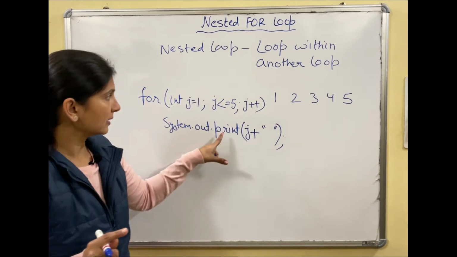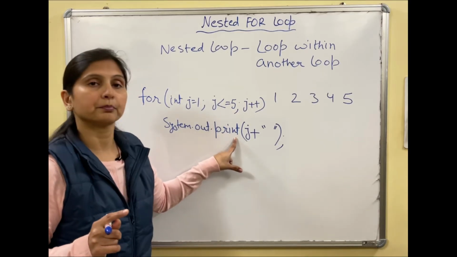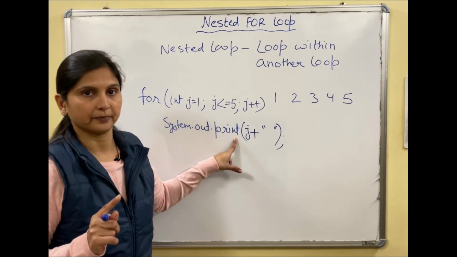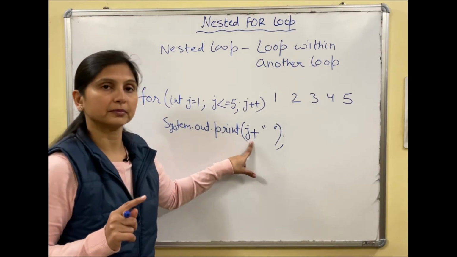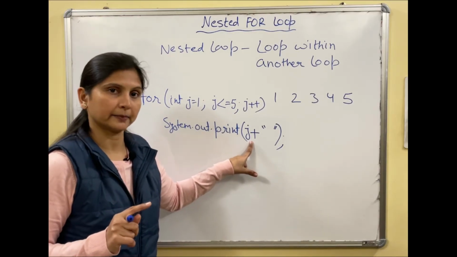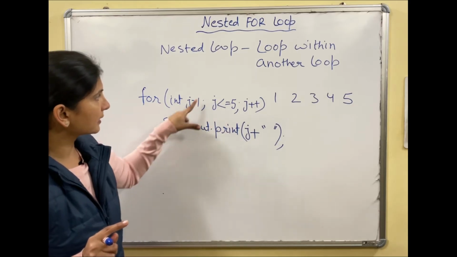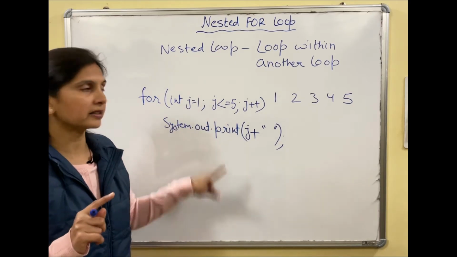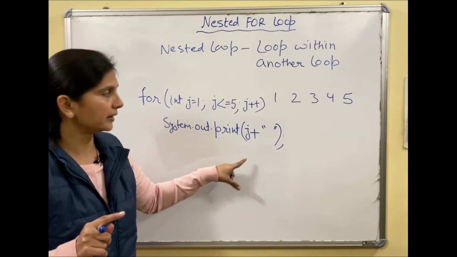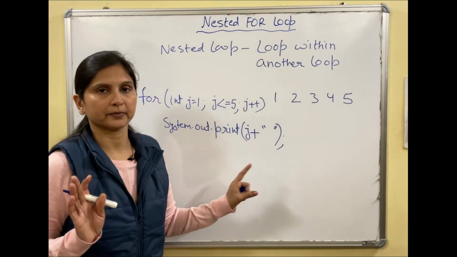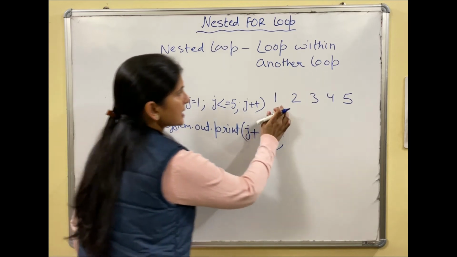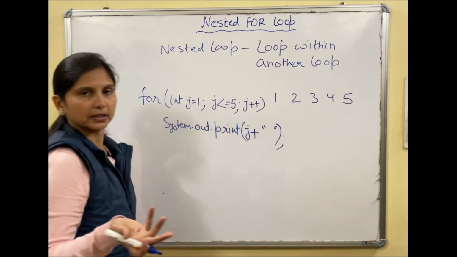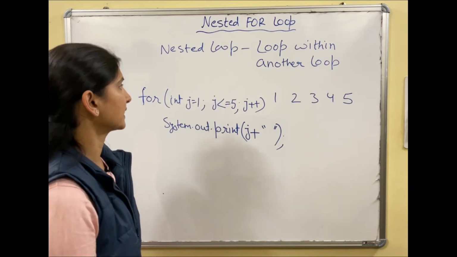How is it horizontal? Because I have given print here, not println. Fine. So System.out.print, we have displayed j only. So this loop will run 5 times. j will run 1, 2, 3, 4, 5, and we have displayed it with space. So the output of this is 1, 2, 3, 4, 5. This is a simple loop, right? This we have already done.